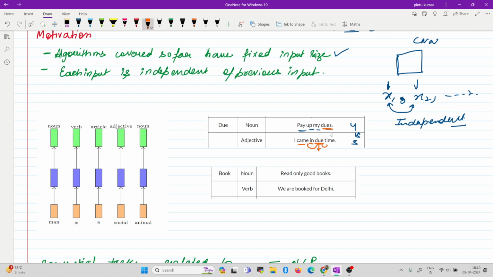Let's say you have a task where you have to predict the part of speech of a particular word. Then not only that word becomes important, but the words you have encountered before or after it also become important. This is related to the second point I mentioned, that each input need not be independent of the previous input. So we want an algorithm that can handle both: varying length of input, and capturing some form of dependency between the occurring words.